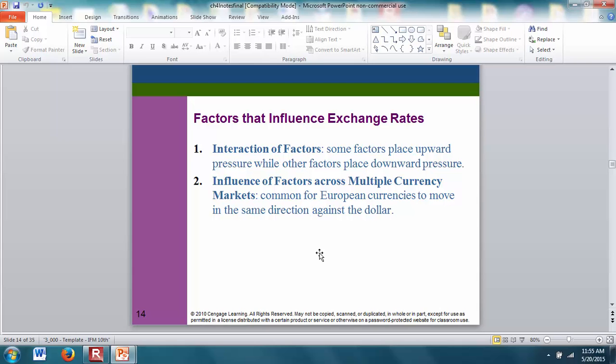Now, what about reality? In reality, what you might see is that the way the exchange rates are moving can be due to more than one factor. So inflation, interest rates can come together, and that is the problem that you might face in practice. You're not sure which one of these are more important. And the next one is influence of factors across multiple currency markets. So common for European currencies to move in the same direction against the dollar. So what we are saying is that when the dollar appreciates, it's going to appreciate against most of the major currencies. It's not going to appreciate against a few. Chances are that would be an overall effect, or that could be a global effect.